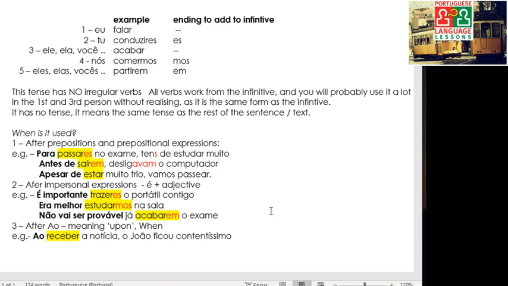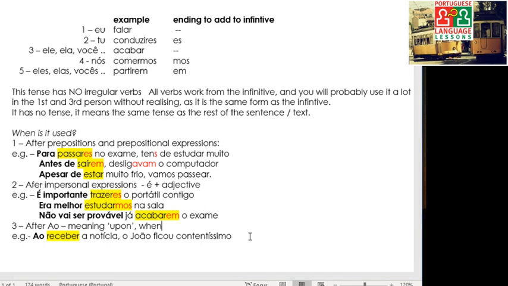And then the third case of when we use this. This is less common, we come across it more in stories and books. After the word ao, and this means upon or when. So things like, ao receber a notícia, o João ficou contentíssimo. Upon receiving the news, João became really happy.